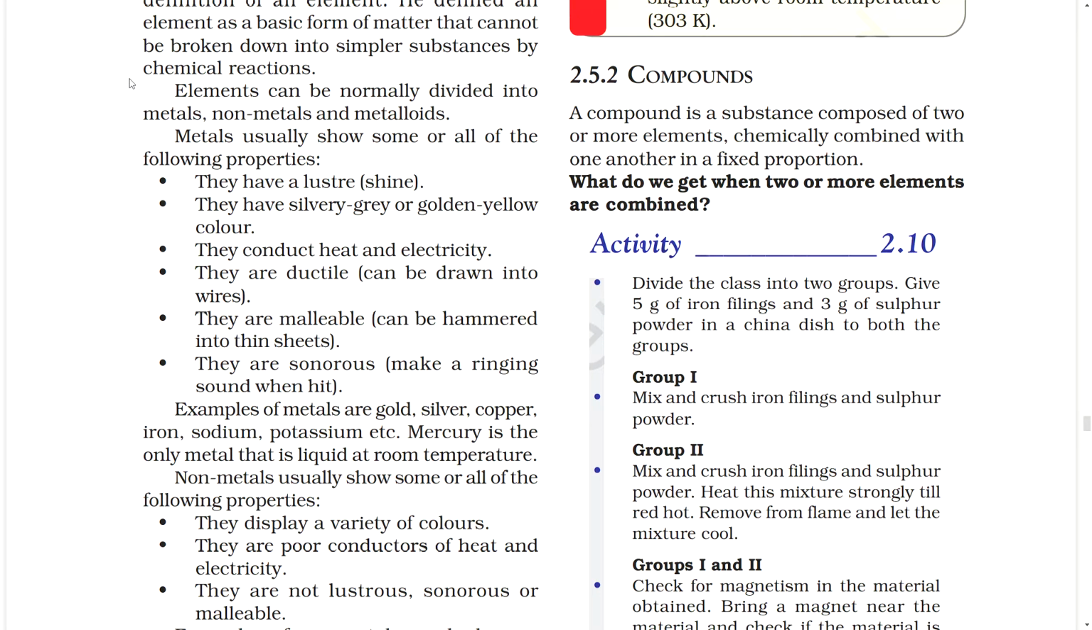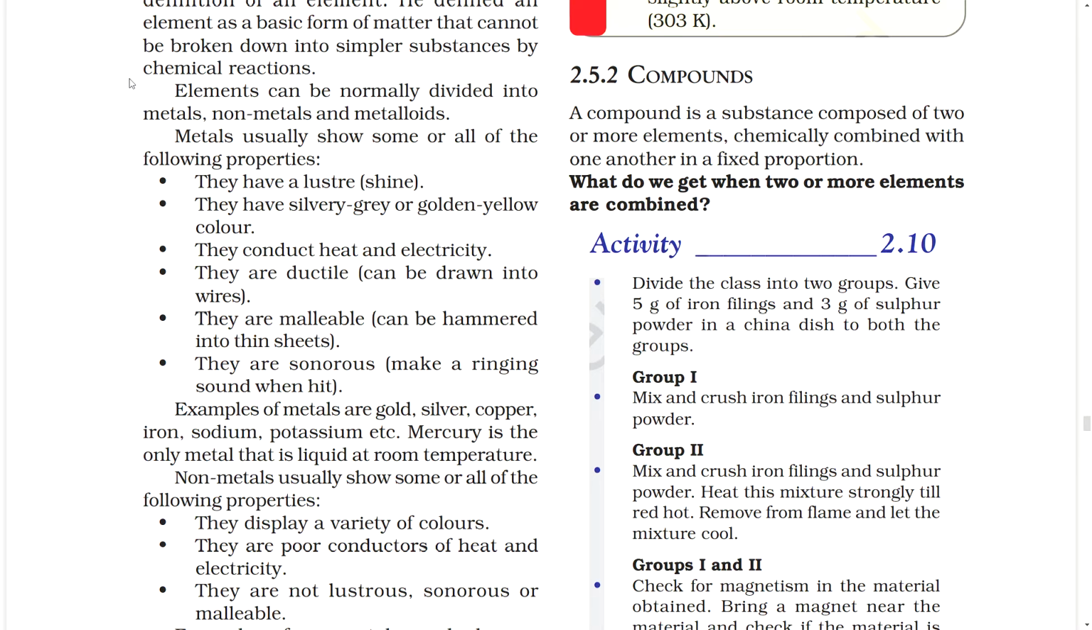2.5.2 Compounds. A compound is a substance composed of two or more elements chemically combined with one another in a fixed proportion. What do we get when two or more elements are combined? Activity 2.10. Divide the class into two groups. Keep 5 grams of iron filings and 3 grams of sulfur powder in a china dish for both the groups.